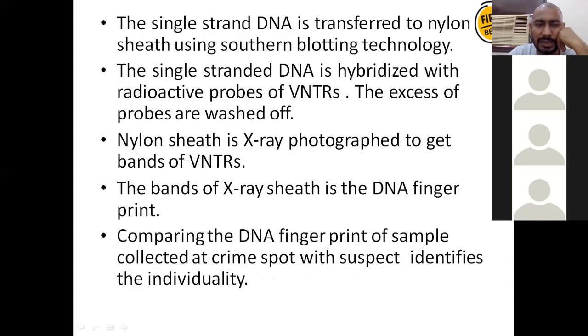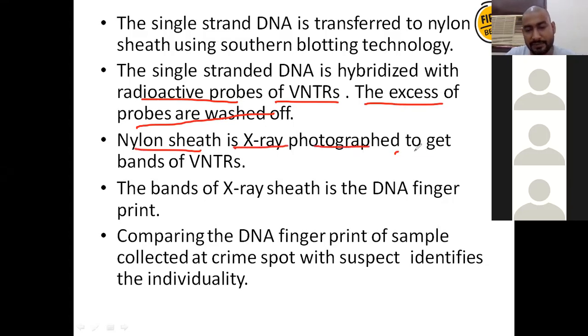In the replication, the single stranded DNA is transferred to the nylon sheet using Southern blotting technology. The single stranded DNA is hybridized with the radioactive probes of the VNTR. The excess probes are washed off. Southern blotting means the DNA is transferred from the agar gel to the nylon sheet. Any probe which is not properly hybridized will be washed off.